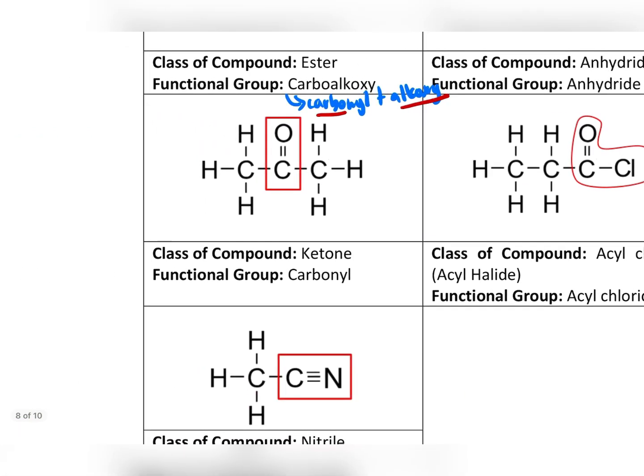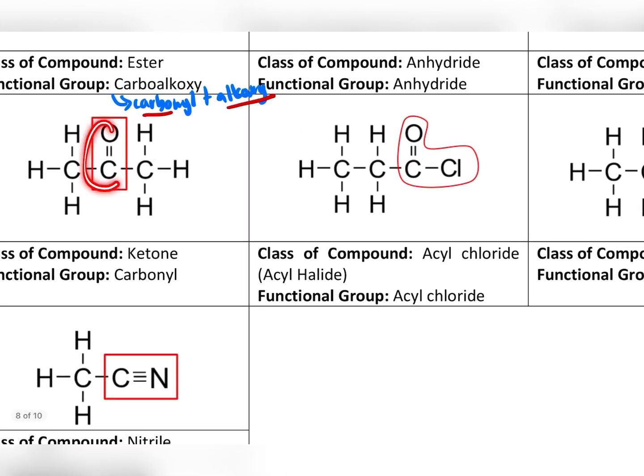Okay, and then next one, ini ketone. Ketone lah, C double bond O, tapi kiri kanan dia attach dengan carbon. Okay, so ini adalah carbonyl. Okay, functional group dia kiranya samalah macam aldehyde.